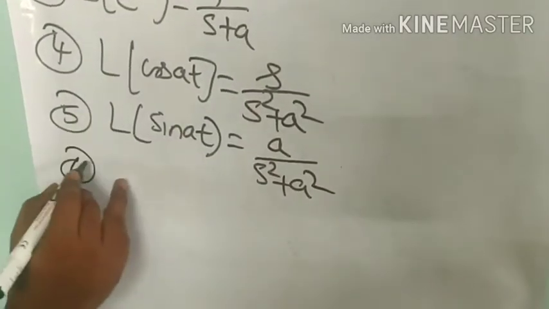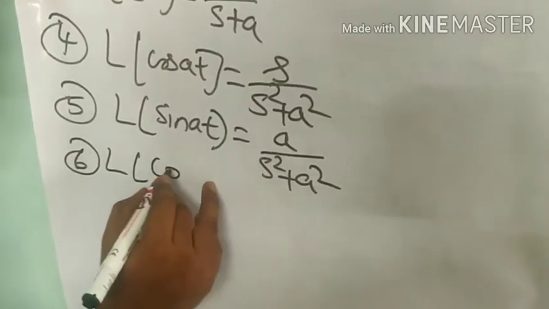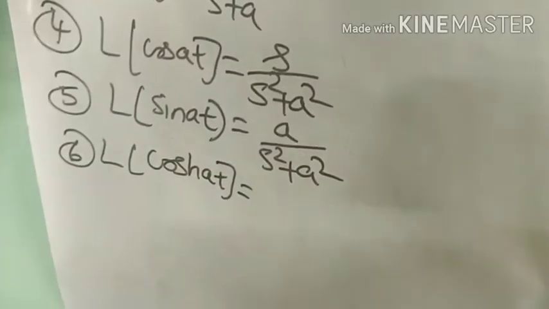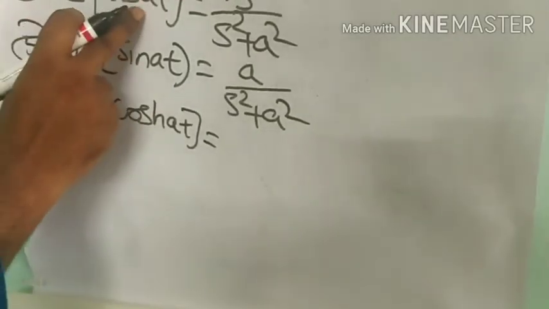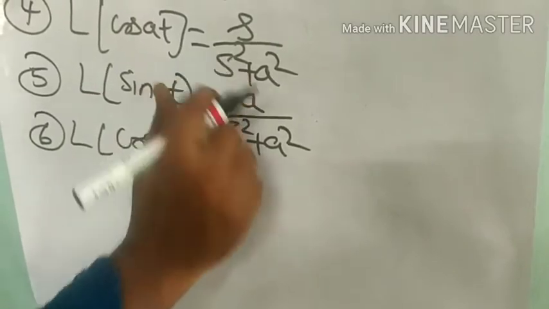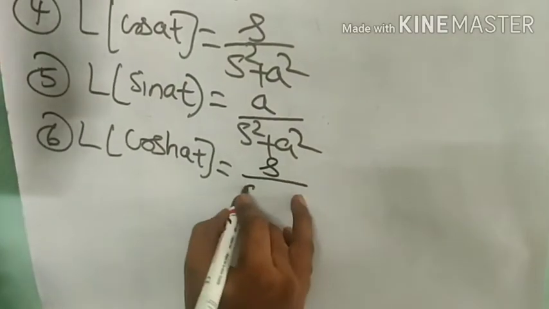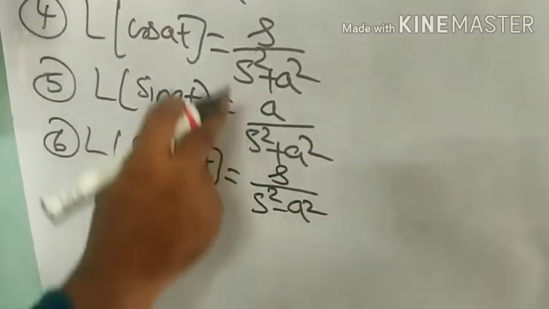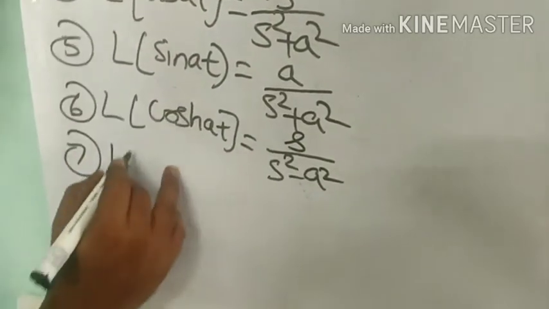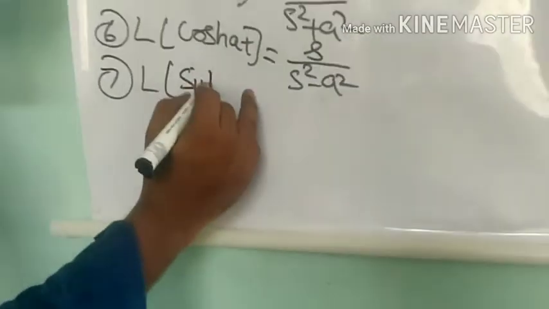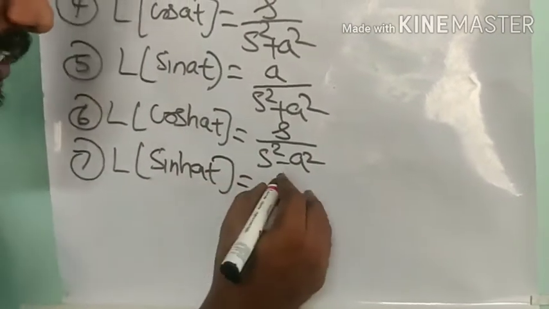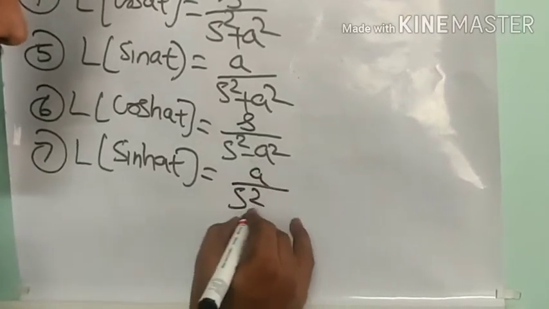Now the sixth formula is Laplace of cos hyperbolic, cosh at, the hyperbolic function. So easily we can work out this formula. Cos at is s by s square plus a square, no, so same thing, just in the denominator you write minus, that is s by s square minus a square. If you know the cos formula, cosh at is very easy. Now the seventh one is Laplace of sinh at. You know sin at, same formula, in the denominator put minus, a by s square minus a square.